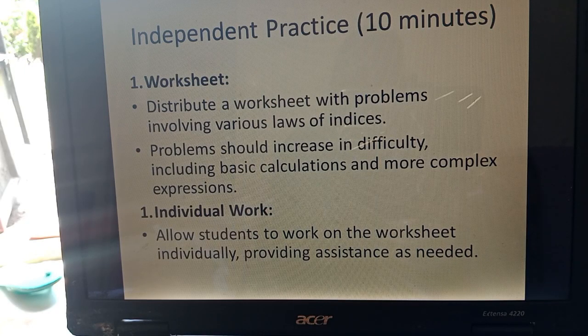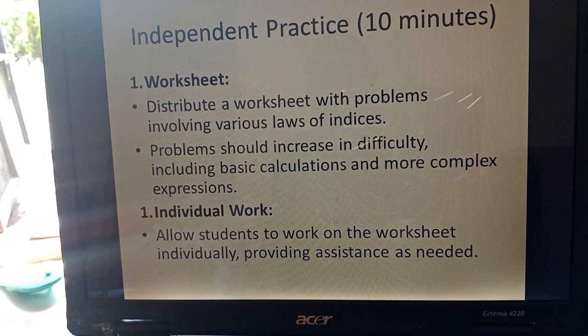Next, after that part of the lesson plan, you go to the independent practice, which will take about 10 minutes. The first part, you can have worksheets. You distribute worksheets with the problems involving various laws of indices. And then the problems there in the worksheet should increase in difficulty, including basic calculations and more complex expressions. We will be seeing some of these issues in the other videos.